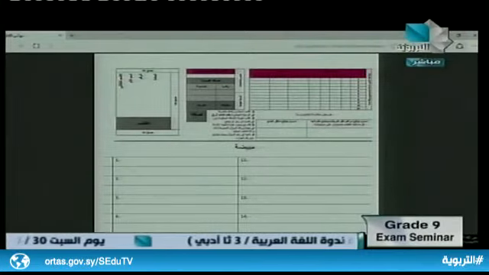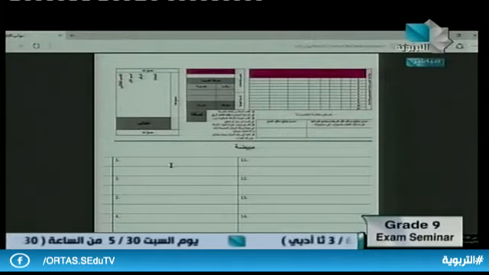Now, let's see what we mean by answer sheet. This is the answer sheet that you are going to write your answers on. As you can see here, my dear students, it's numbered from number 1 to number 35. And we have a special part where you can write down your paragraph.